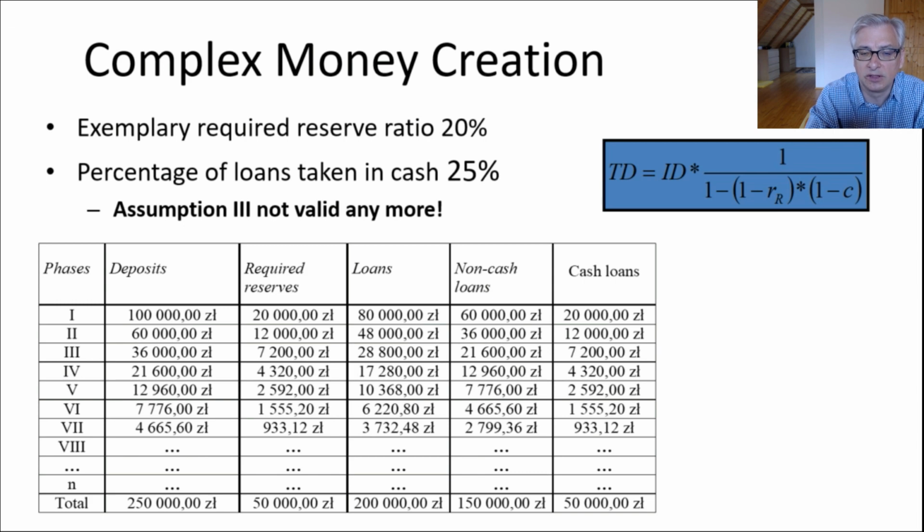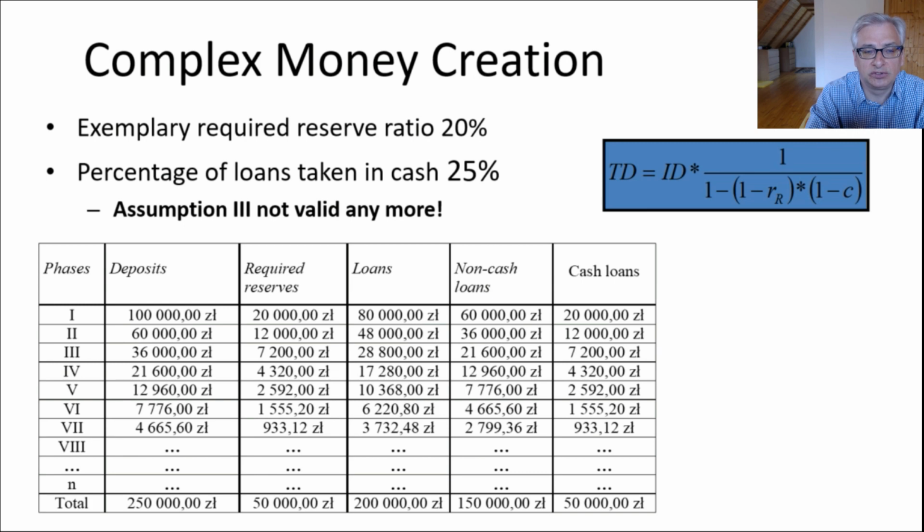You can also see that if you use this formula and the percentage of loans taken in cash is 0, so C is 0, then this whole complicated formula reduces to the well-known 1 over required reserve ratio, which was the simple money multiplier.